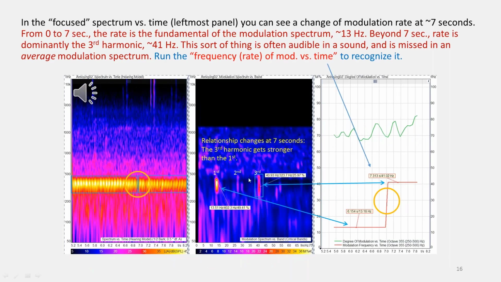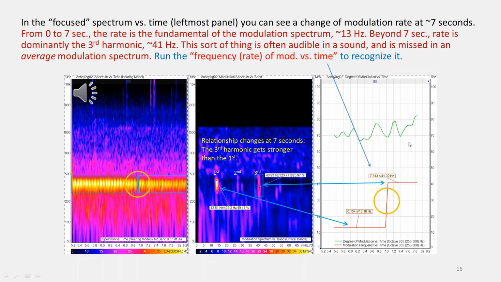In this case, the modulation is stronger at the fundamental rate, and it changes at about 7 seconds into this event. We only are playing the first 3, that we have the rate of the first harmonic, 13 hertz, and then it suddenly jumps to 41, which is the third harmonic, because the third harmonic becomes dominant after 7 seconds.